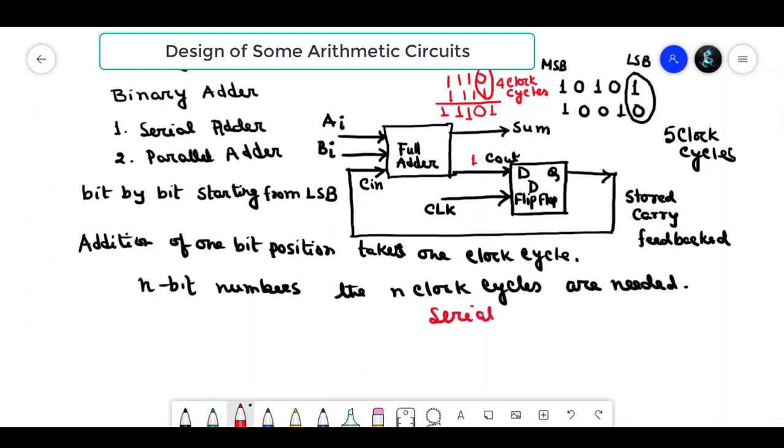Okay. So what is the advantage? The advantage is the circuit is small, hence it is very inexpensive irrespective of the number of bits added. But what is the disadvantage? The circuit is very slow, since it takes n clock cycles for addition of two n-bit numbers. Okay. So now I am doing the parallel adder.